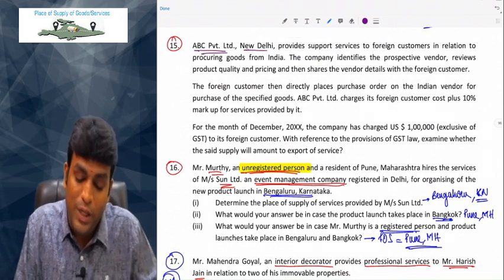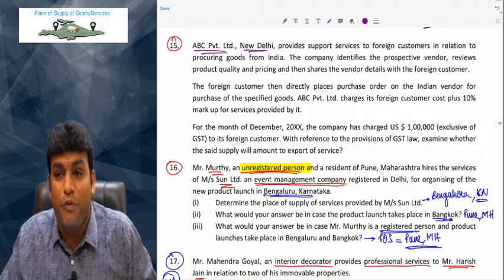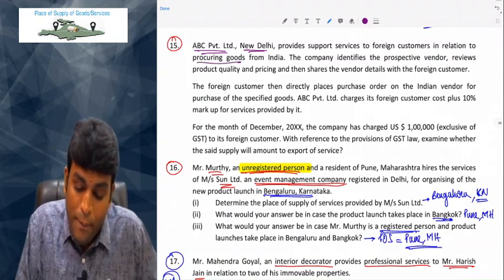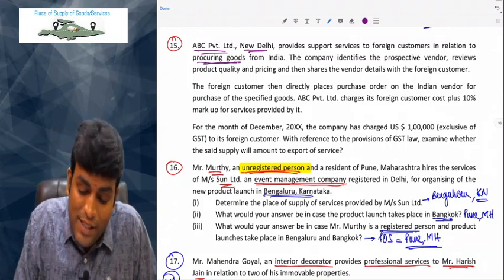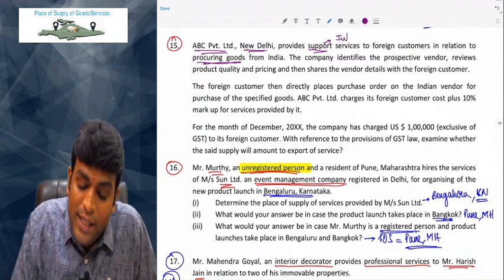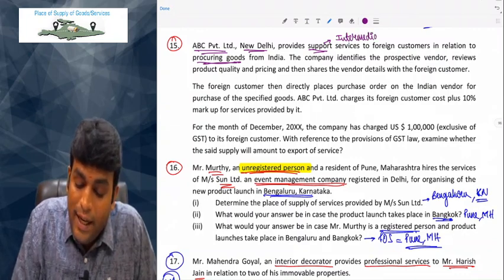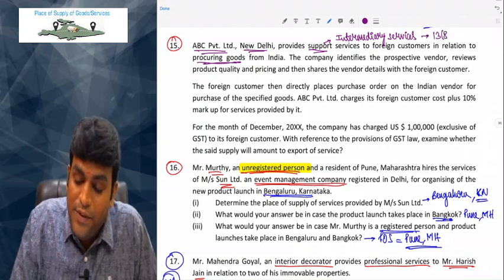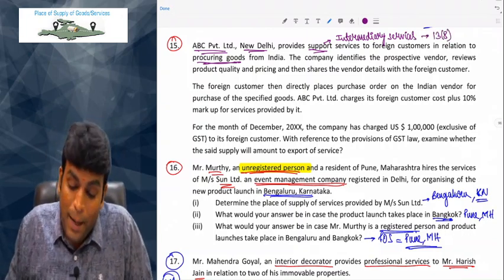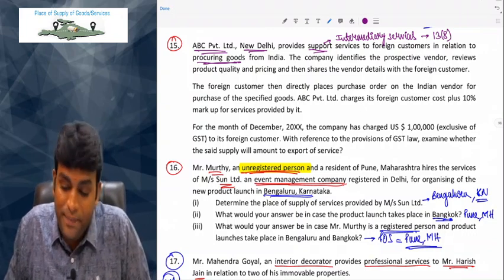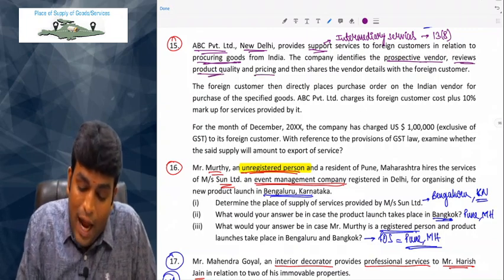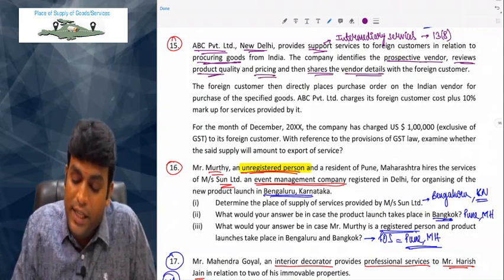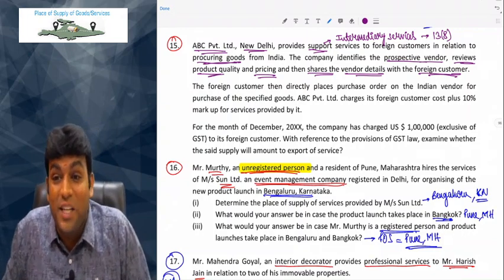ABC Private Limited, New Delhi, provides support services to foreign customer in relation to procuring goods. Support service is something like what, sir? Support service is something like intermediary services, acting like an agent or facilitating services. Intermediary services, we have got 13.8. Company identifies the prospective vendor, reviews the quality and pricing, and then shares the vendor details with the foreign customer. So they're acting as intermediary.